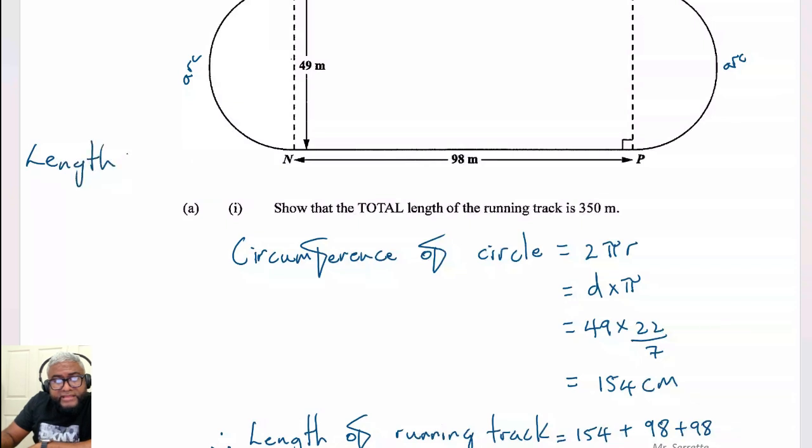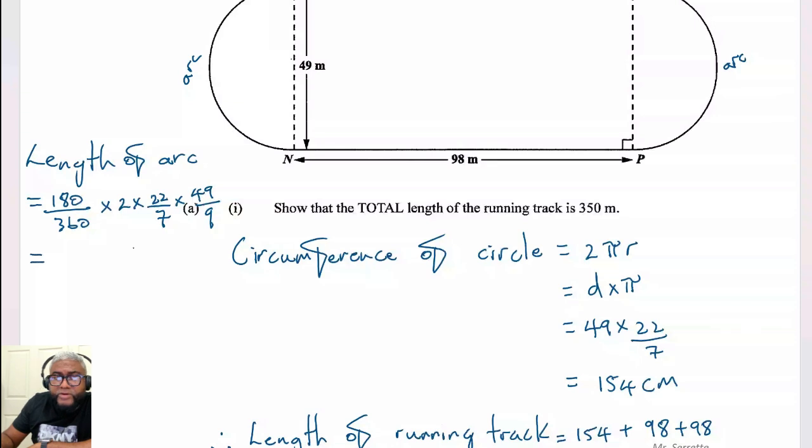So if we proceeded to find the length of the arc, it would have been theta, which is 180 in this case, theta over 360 multiplied by 2 multiplied by pi, which is 22 over 7, multiplied by the radius, which is 49 over 2. And when you work on this, guys, anybody who took this route, what did you get for the length of the arc? I got 83.84. I put 49 over 9. It's supposed to be 49 over 2.